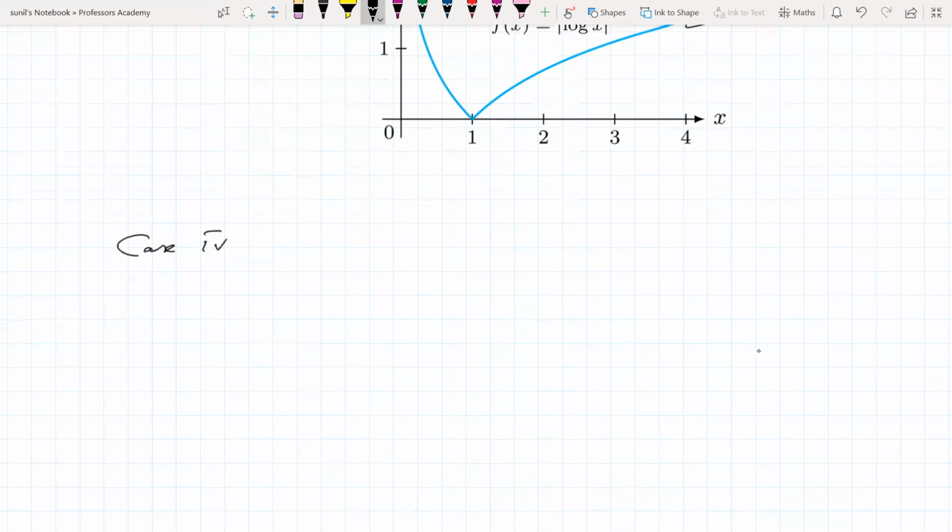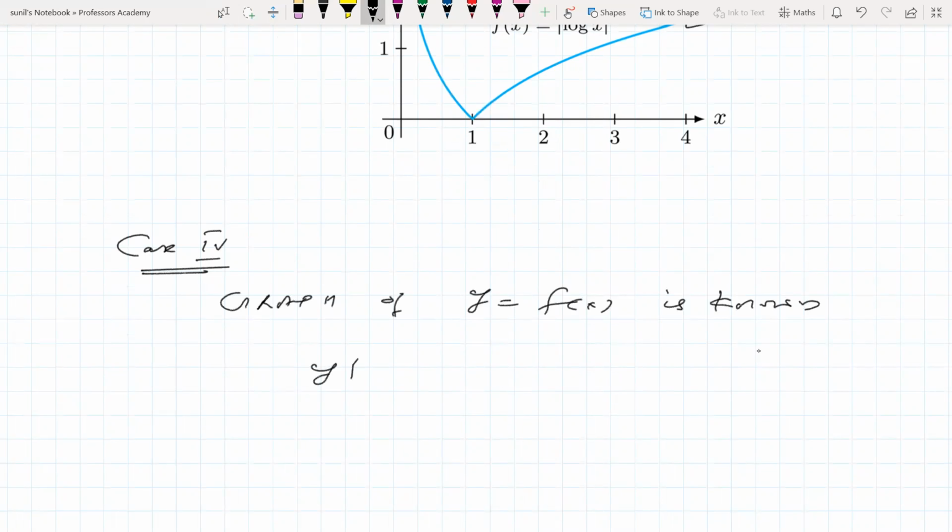Now one more case, let me tell you, next case, case 4. So here what we are going to do, here also the basic is we know that the graph of y equal to f(x) is given or it is known to us.